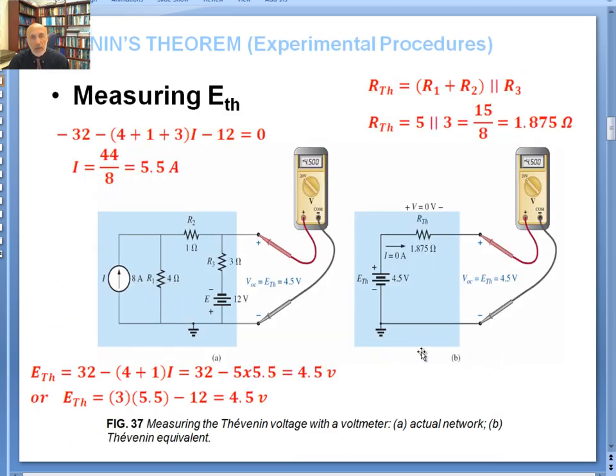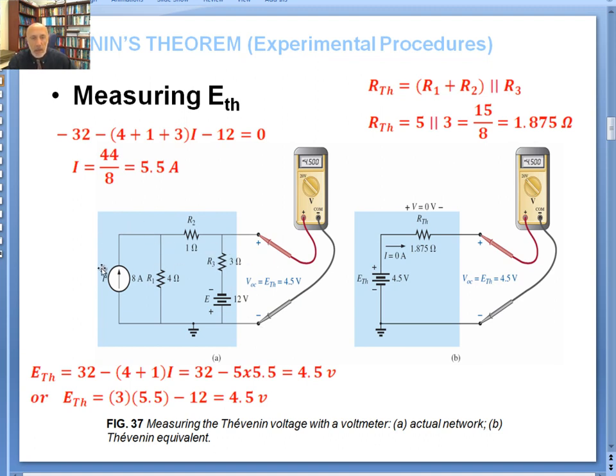Now how do you measure E Thevenin and R Thevenin in a lab experimentally? Well, if you look at this circuit that you want to replace with a Thevenin equivalent, if you measure the voltage here, V open circuit, that's extremely simple. At the two terminals of interest, you just put a voltmeter there, with everything else isolated from it except network A, which is energized. And in this case, it gives you 4.5 volts.